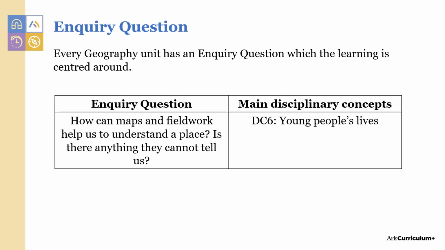To recap, this is the inquiry question that should be answered at the end of the unit. How can maps and fieldwork help us to understand a place? Is there anything else they cannot tell us? And the main disciplinary concept is DC6, Young People's Lives.